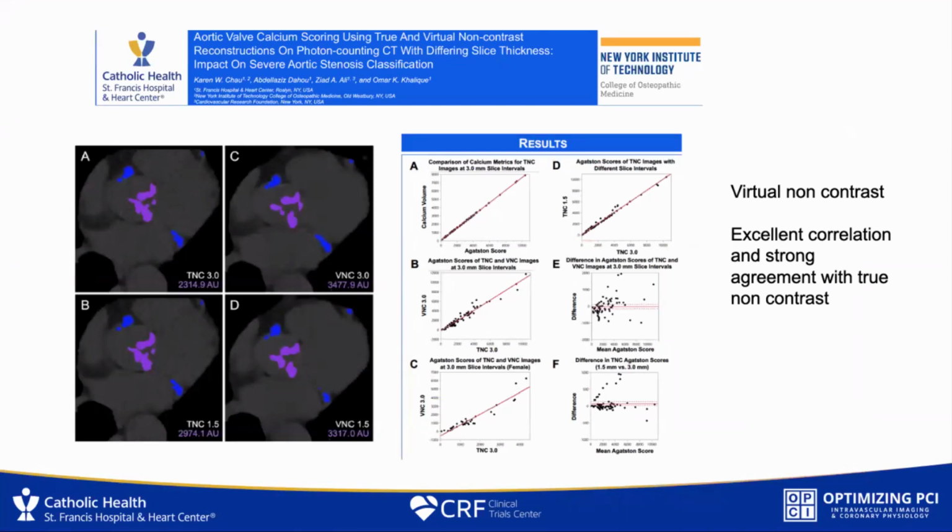So just other things, there's some research which is starting to be produced. This is a poster which was presented by one of our medical students, showing virtual non-contrast images. So he took the contrast image, reconstructed it at 3 millimeters, and artificially removed the contrast. And it shows an excellent correlation and a strong agreement with the true non-contrast image. So perhaps this is an area where the true non-contrast image could just be skipped in certain cases.